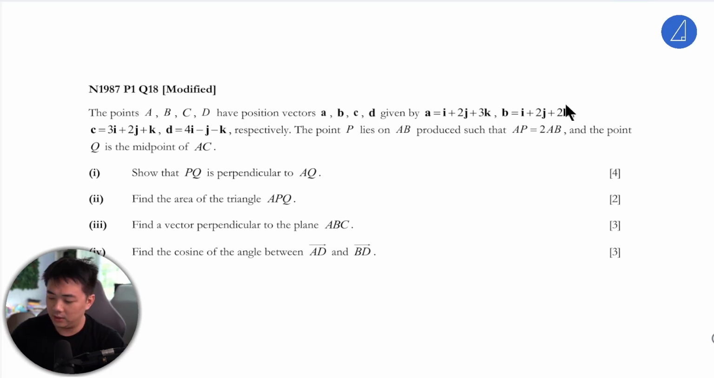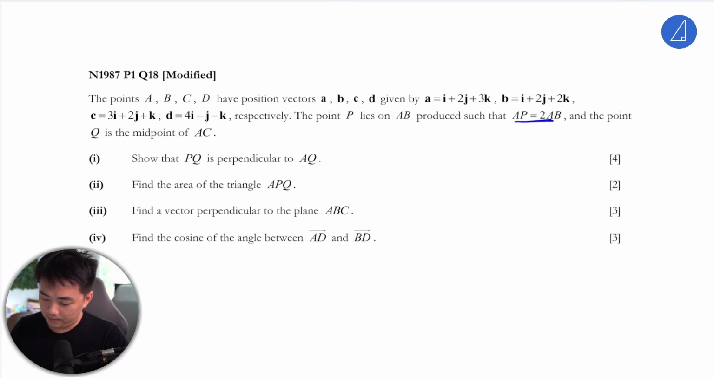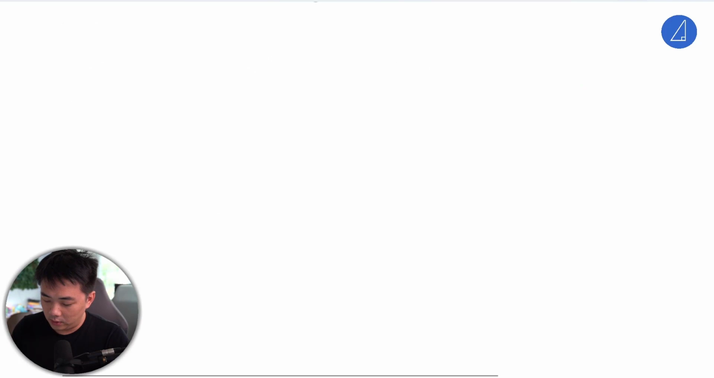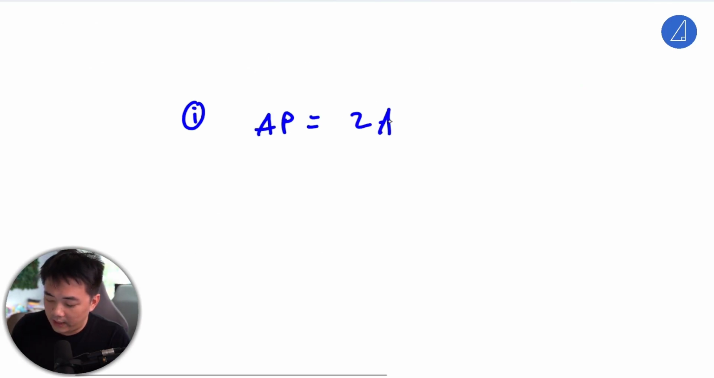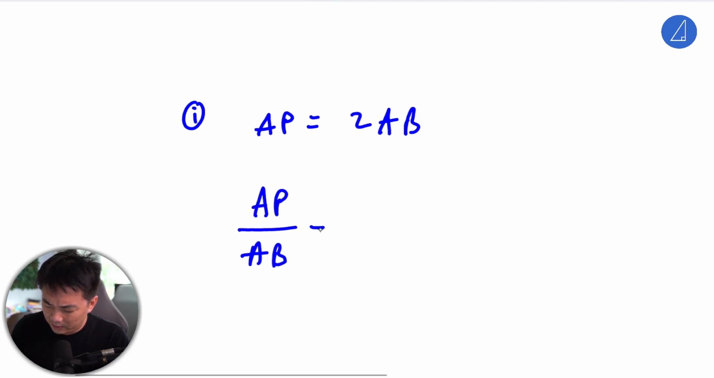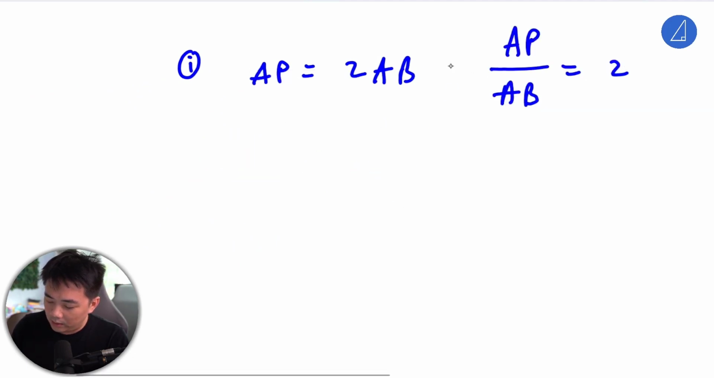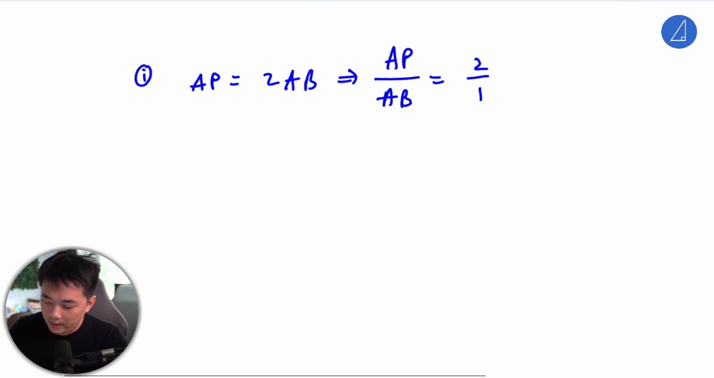I think the first thing is to understand how P is produced from the line AB. I don't really like it in this form, so I usually ask students to change it to a ratio form. AP equals 2AB is very easy to get confused, so really AP over AB equals 2. This is much easier. This is just 2 over 1, so AP is 2 and AB is 1.